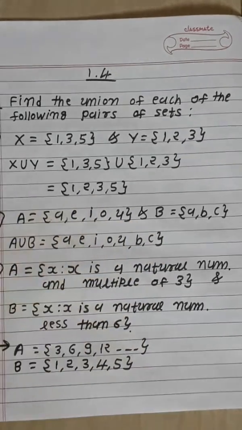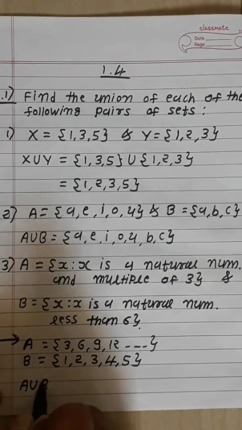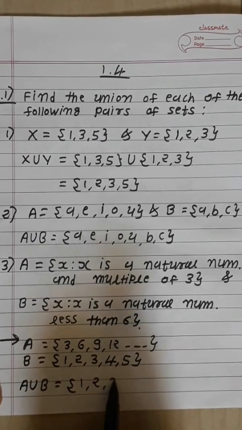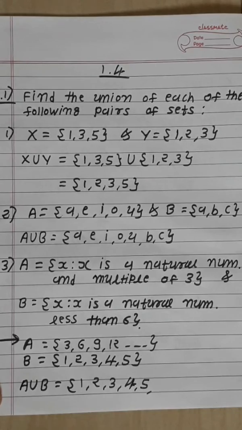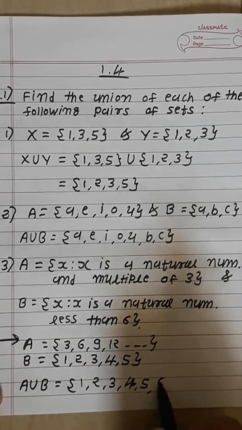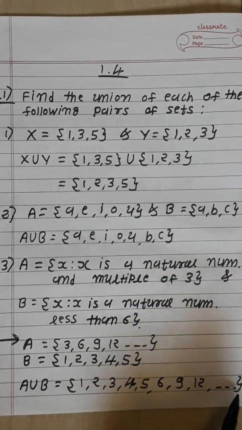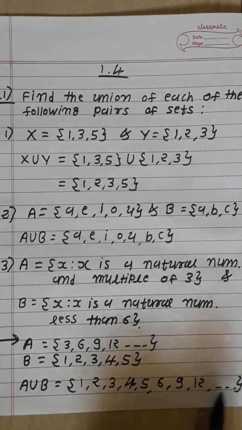So now after finding A union B, A union B is equal to the set of, first of all we can write here 1, 2, 3, 4 and 5. Now after that 6, 9, 12 up to infinity, here we can write up to dot dot dot. Here we can write the set over, so the answer is done. Since the up to infinity form is present, that's why in the A union B answer we can write this form.